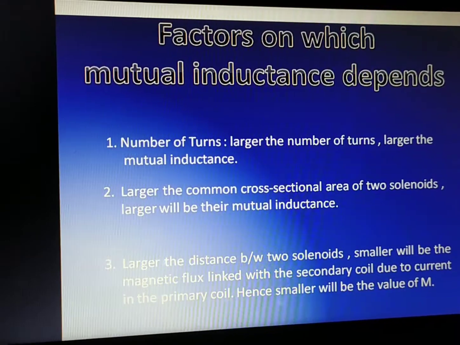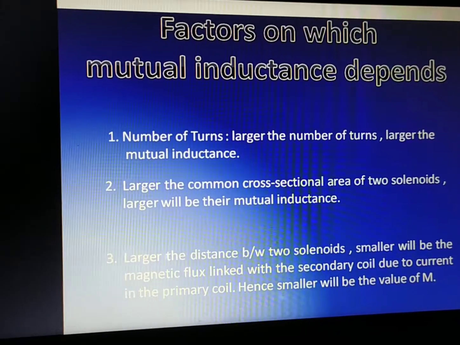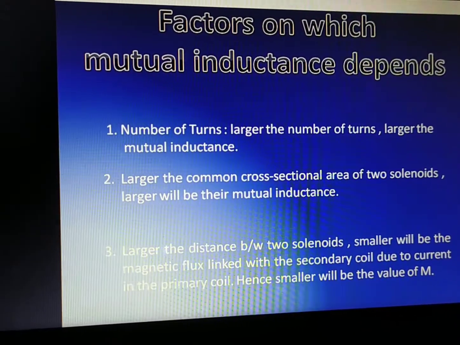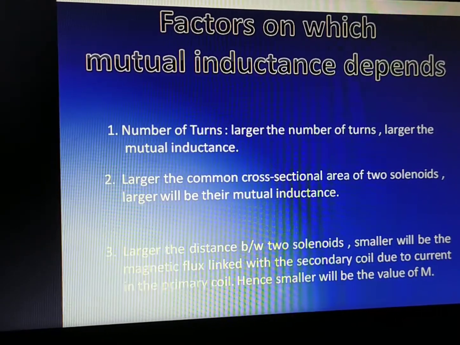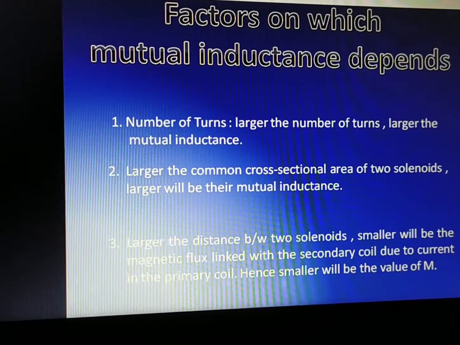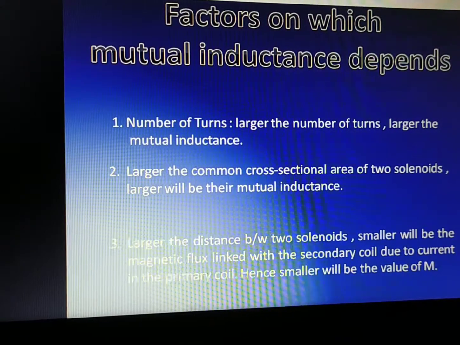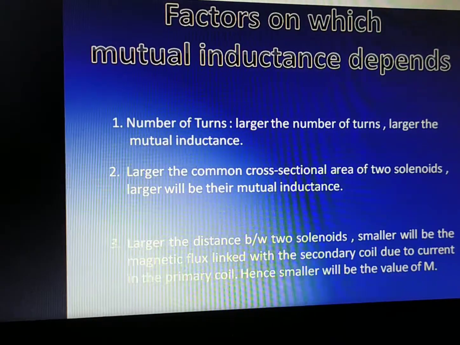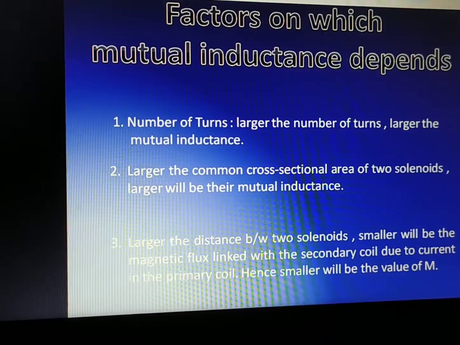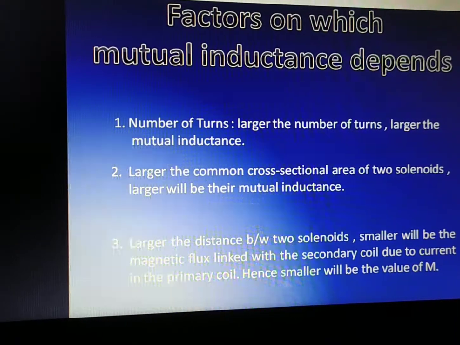The magnetic flux linked with the coil will be smaller if the distance between the two solenoids is larger. Okay, and hence in the final result we will have a smaller value of mutual inductance.